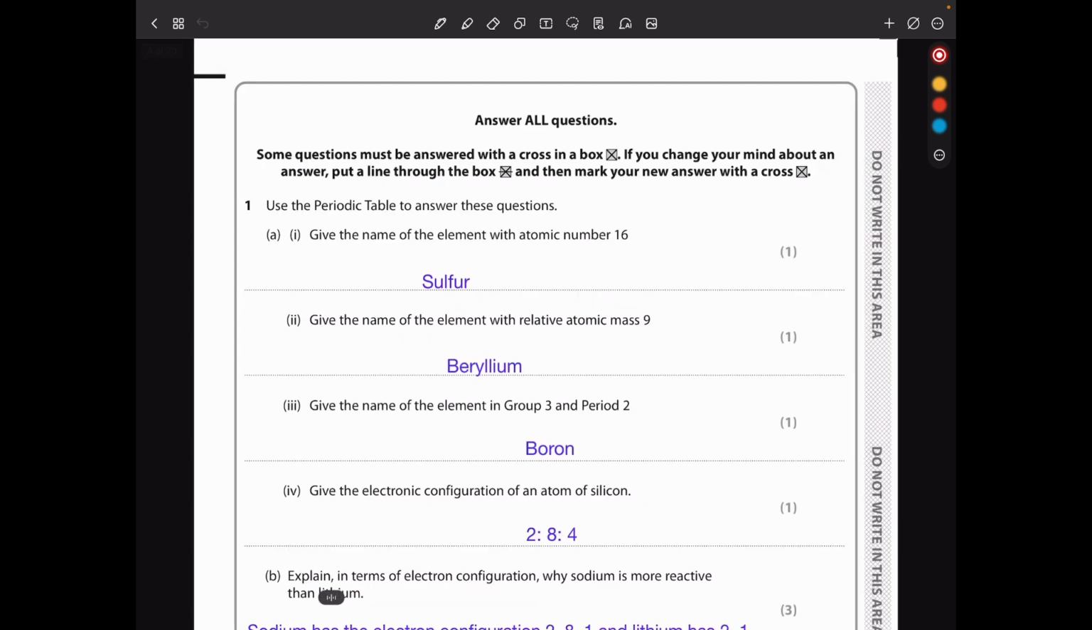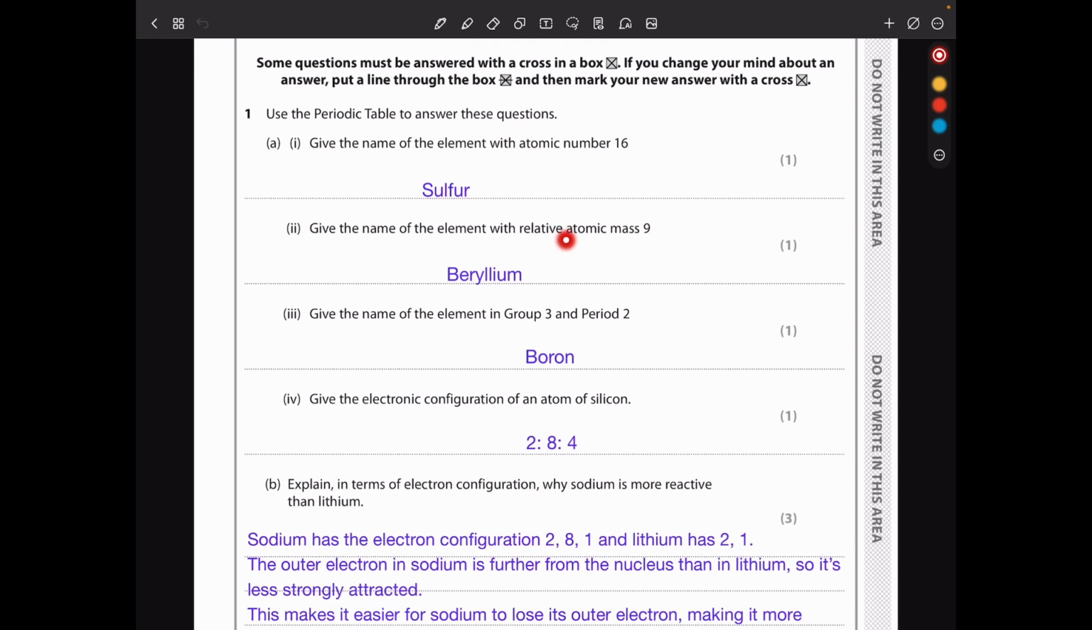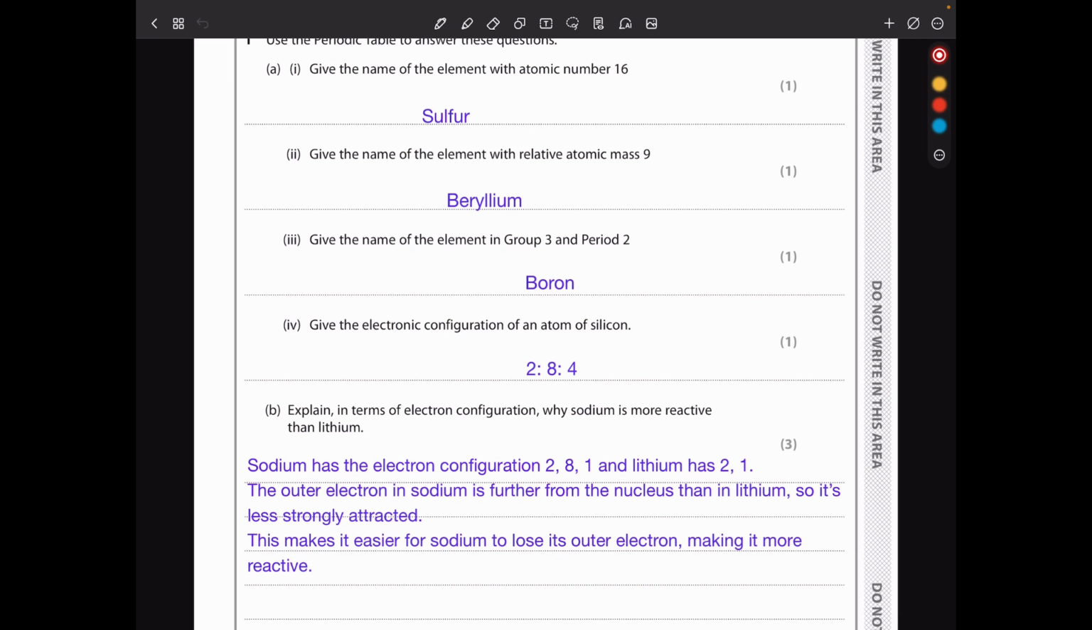In question 1, use the periodic table to answer these questions. Part A says give the name of the element with atomic number 16. This should be sulfur. And then give the name of the element with relative atomic mass 9. If you look at the periodic table, this is going to be beryllium. And then give the name of the element in group 3 and period 2 of the periodic table. This is going to be boron.